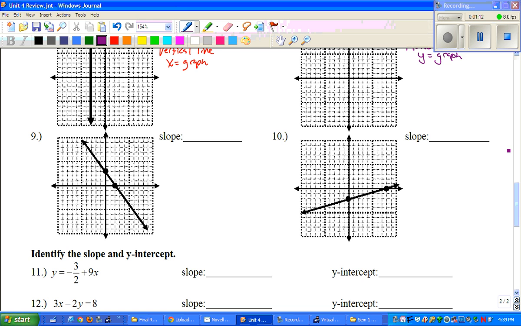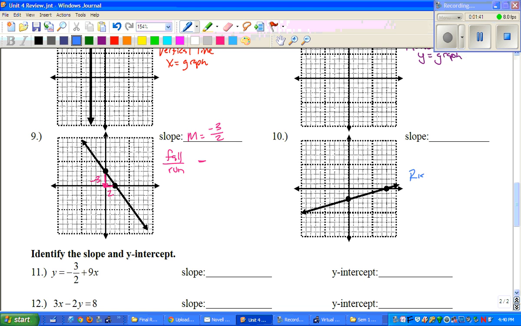Now, looking at 9 and looking at 10. Number 9 is a fall over run. Fall means that it's negative. Okay? So you need to count how many you go down, and then we go down 3 over 2. So the slope is negative 3 over 2.